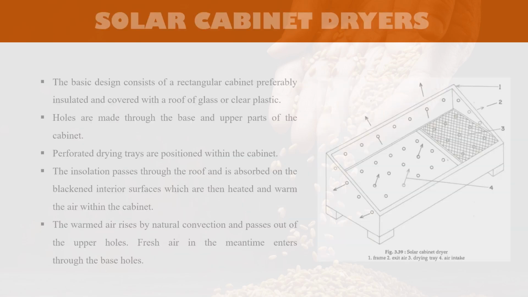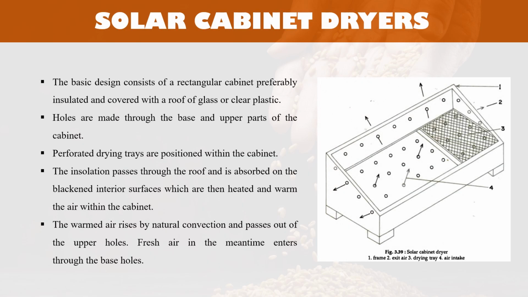Lastly, we have the solar cabinet dryer. The basic design consists of a rectangular cabinet, preferably insulated and covered with a roof of glass or clear plastic. Holes are made through the base and the upper part of the cabinet. Perforated drying trays are positioned within the cabinet. Insolation passes through the roof and is absorbed on the blackened interior surfaces, which are then heated and warm the air within the cabinet. The warm air rises by convection and passes out of the upper holes. Fresh air, in the meantime, enters through the base holes.